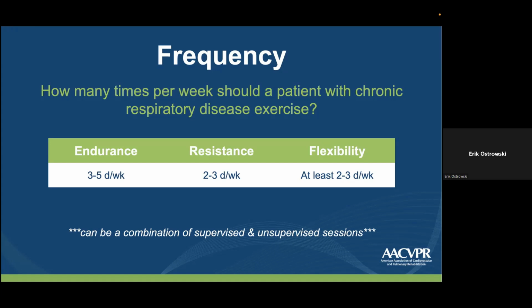An important note here at the bottom that I wanted to include was these numbers need to be considered as a combination of supervised and unsupervised sessions. So these numbers don't mean that your patient needs to be coming to your pulmonary rehab program 3 to 5 days a week and doing endurance exercise training. This means that if the patient's coming to you 2-3 days a week, that they need to also be incorporating unsupervised sessions or at-home sessions in addition to their in-center sessions to meet these recommended frequency guidelines.